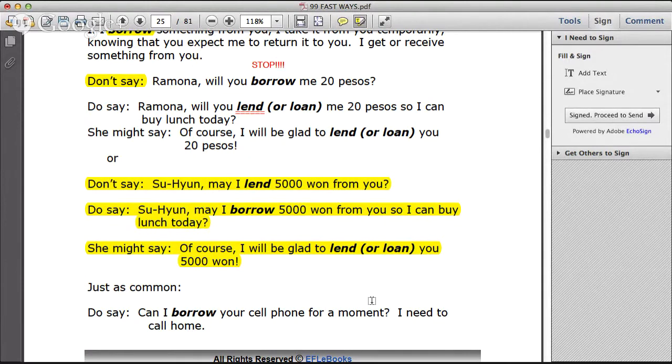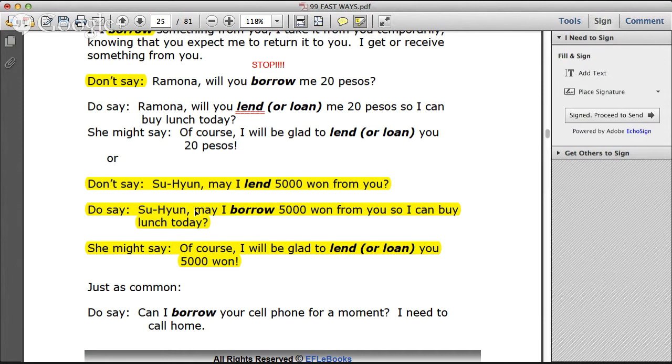Don't say, May I lend 5,000 won from you? Do say, May I borrow 5,000 won from you so I can buy lunch today? She might say, "Of course, I will be glad to lend or loan you 5,000 won." Okay, very good. All right.